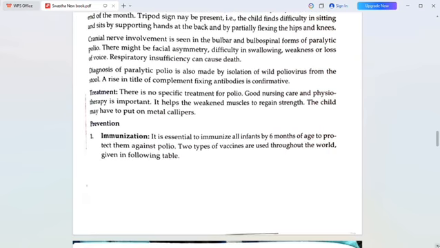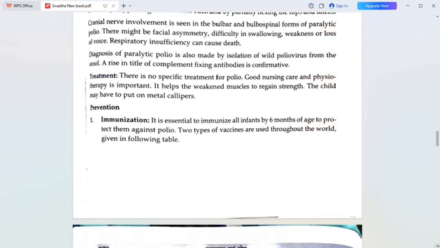So, as there is no treatment, prevention is important in this disease. For prevention, immunization must be done. It is essential to immunize all infants by 6 months of age, as after that they are not protected by mother's milk.